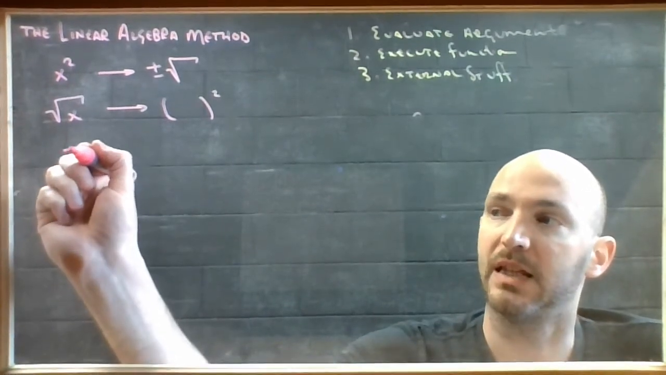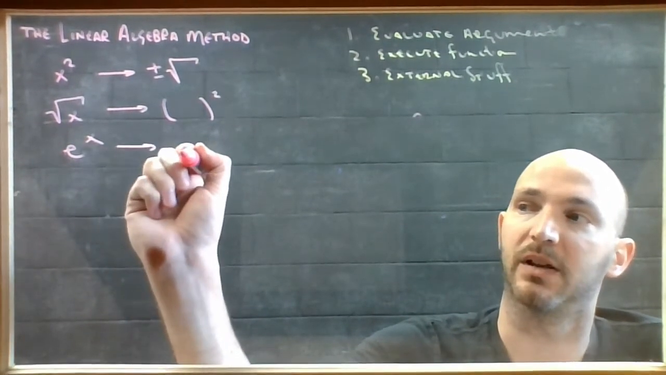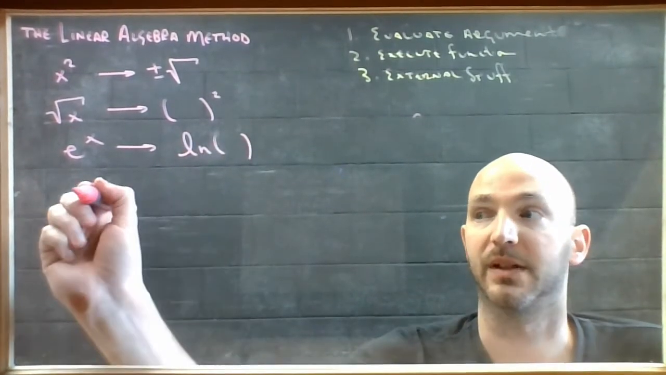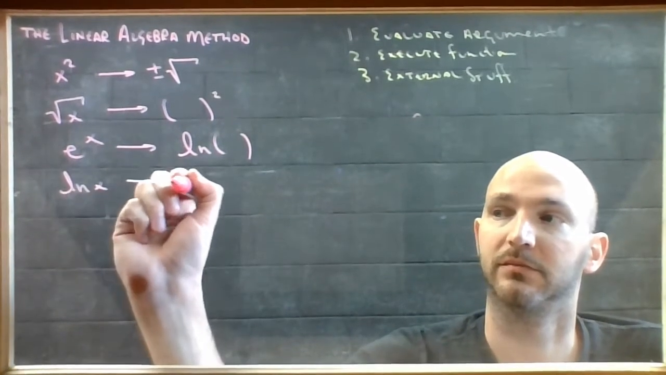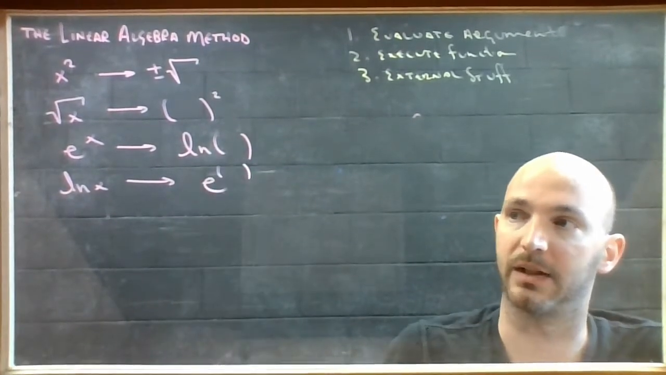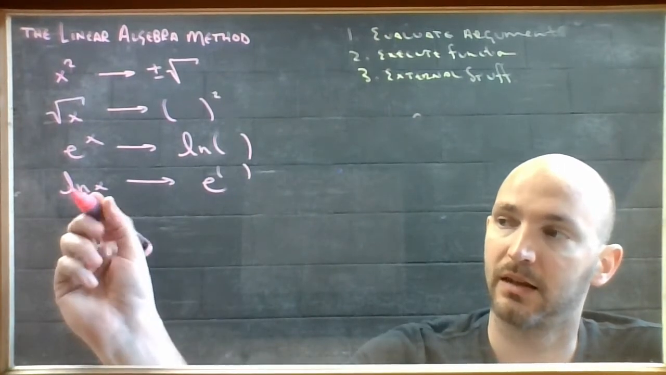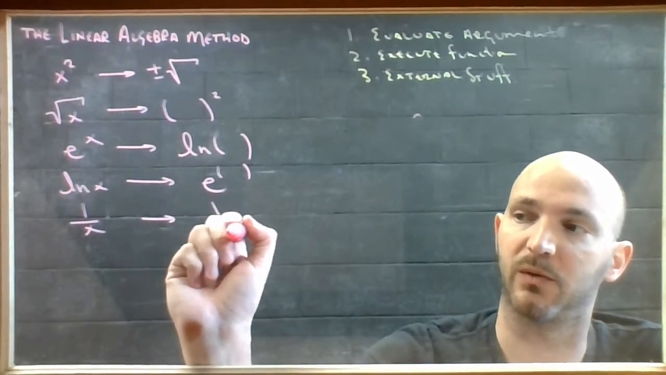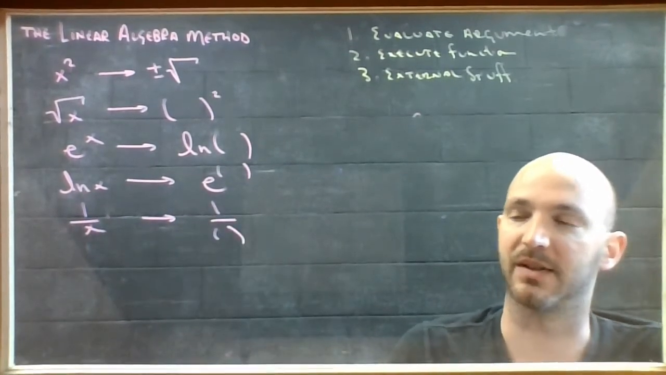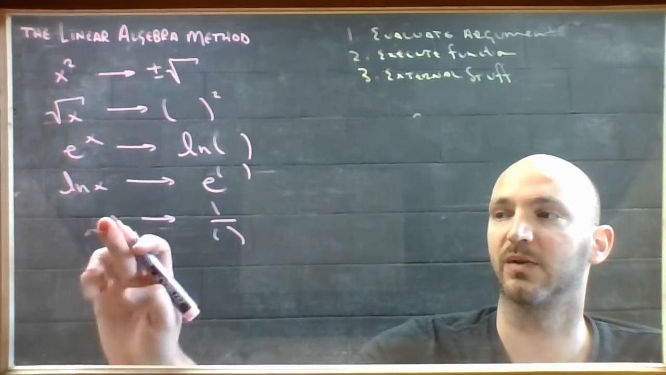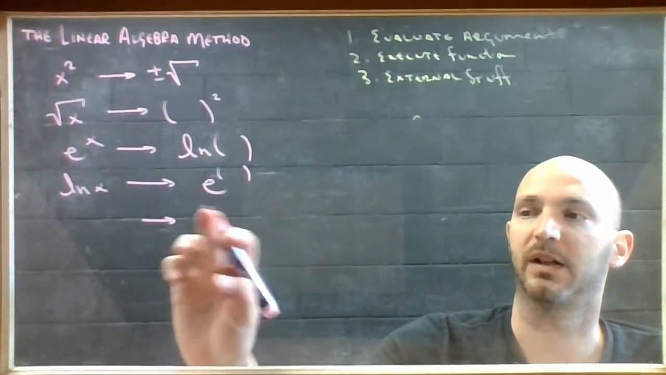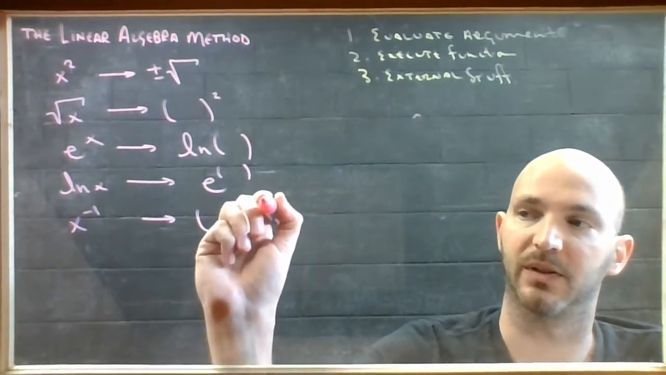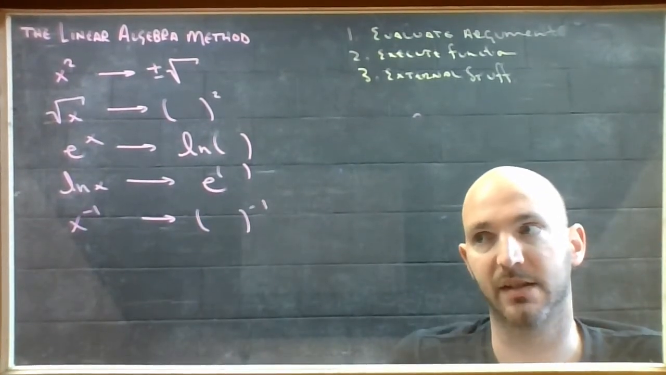If you have e to the x, that is broken with ln x, and vice versa. E to the whatever. If you have 1 over x, that is broken with 1 over whatever. This one is hard to write down. So let's use the negative exponent notation. X to the -1 is whatever to the -1, and vice versa, obviously, because those are the same thing.